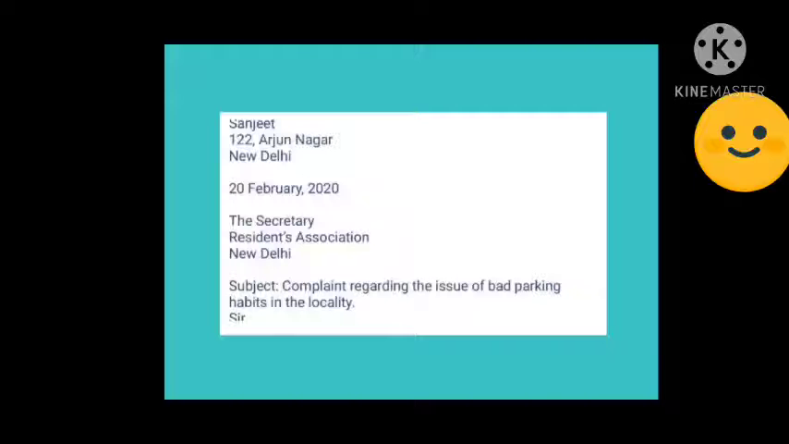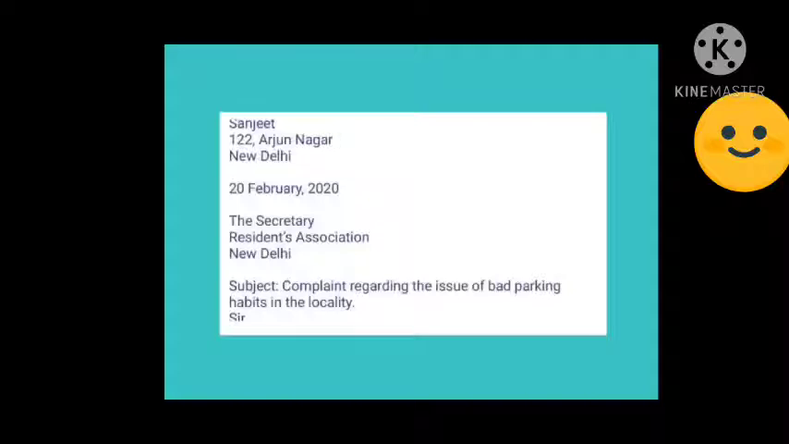And the third one is to address whom you are writing the letter to. The address of the receiver is already given in the question, so just copy it. And as usual, give 1.5 line space after the date, and continue the space in between the parts. Whom are you writing the letter to? The Secretary, Residents Association, New Delhi, as it is given in the question. And once again give some space and write the subject.